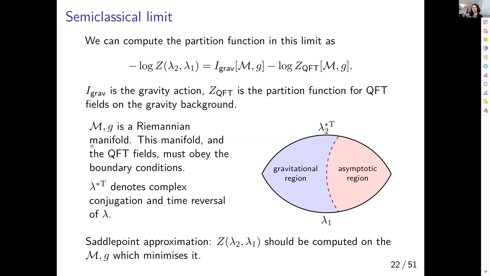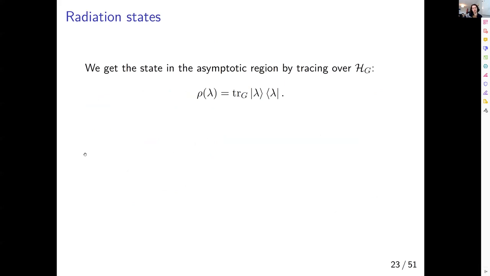So to get the density matrix for the state in the asymptotic region, or in the region that contains all the radiation, we just take the trace over the gravitational part of the Hilbert space. When we computed the inner product, we summed over degrees of freedom everywhere in space. So this is sometimes called gluing. We summed over degrees of freedom in both gravitational and asymptotic regions. But on the other hand, to get the density matrix, we just sum over the gravitational region. We can think of the density matrix as describing the state of the Hawking radiation. So when we talk about the entropy of the Hawking radiation, what we really mean is the entropy of this state.